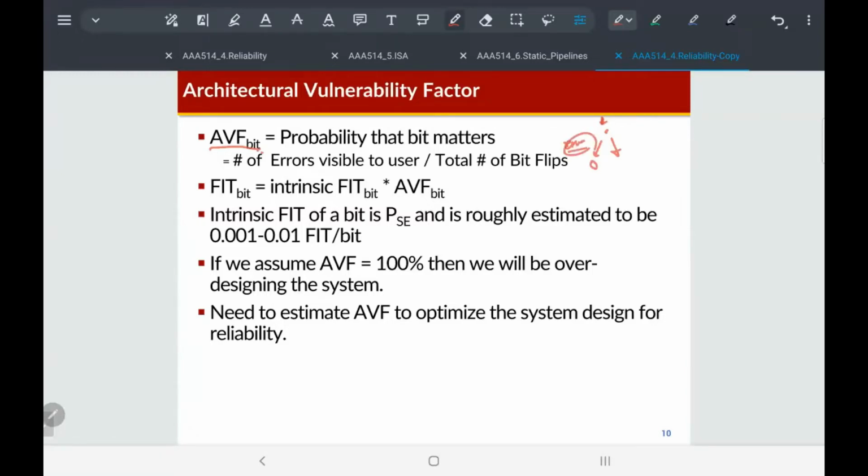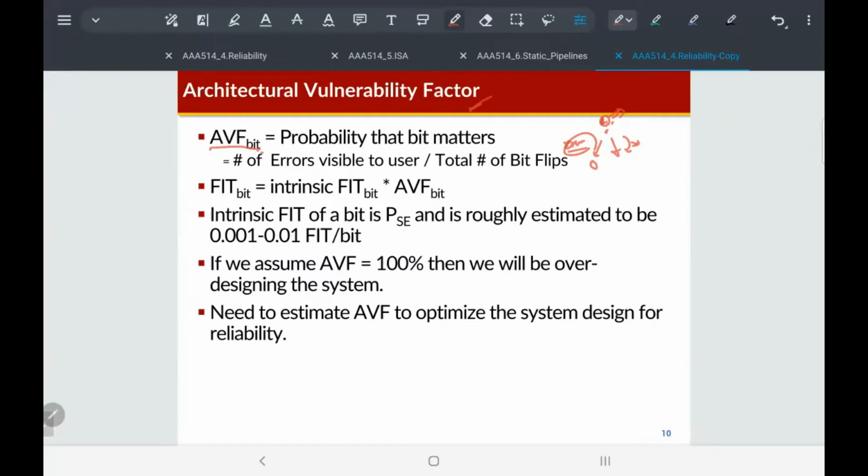But because of many issues, like architectural issues or application issues, even though a bit fault happens, it may not change the result of the system. So this is not harmful. We need to consider the architectural issues when we talk about vulnerability. Because of some architectural features, even though the bit flip happens, it may not be harmful. So we need to consider this architectural vulnerability factor.